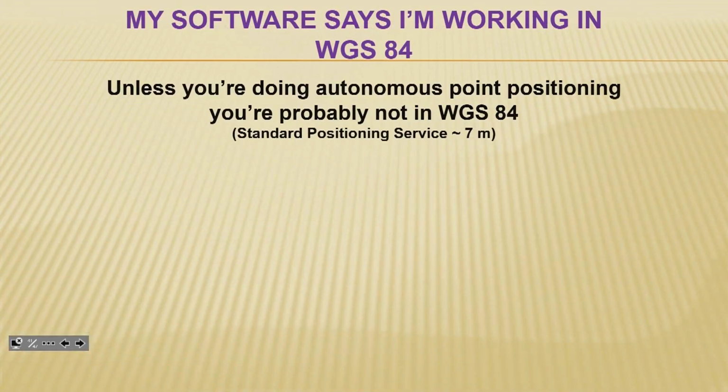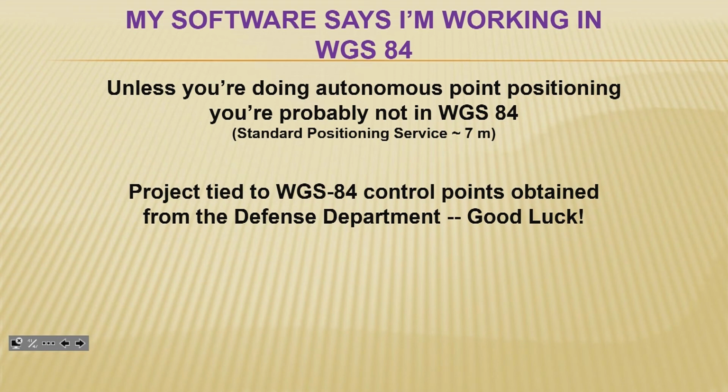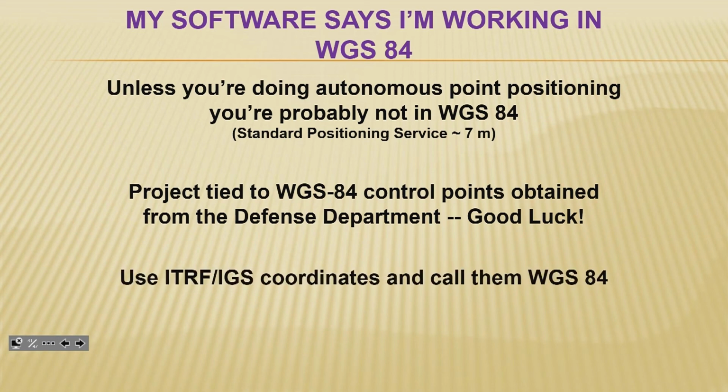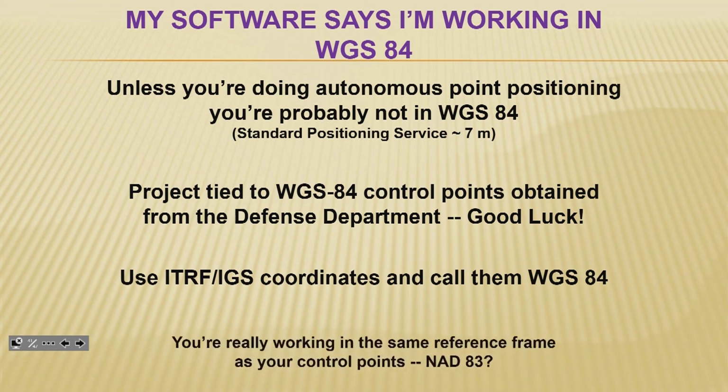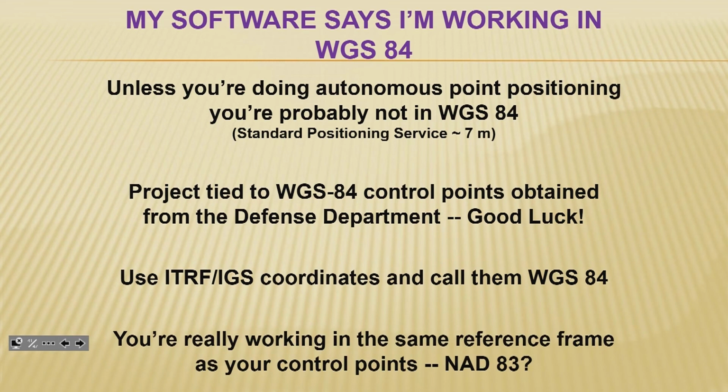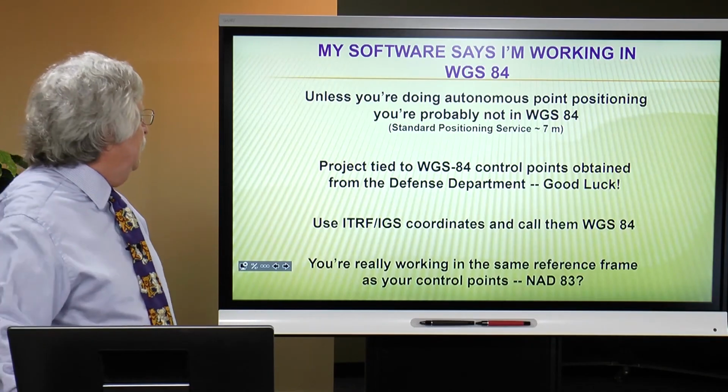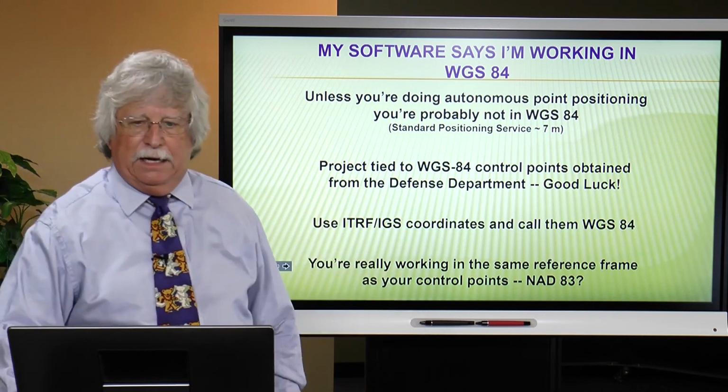So for example, unless you're doing autonomous position, then you're probably not in WGS 84. You could get some control from the US Defense Department, but you see my note, good luck, it rarely ever happens. If you say you have WGS 84 and you're accurate to a few centimeters, if you're tied to ITRF, then you most certainly could do that. The bottom line is, in most cases, you're really working in whatever the local control is. Even if your PC or your data collection service is simply telling you it's WGS 84, in most cases, you're probably working in NAD 83.